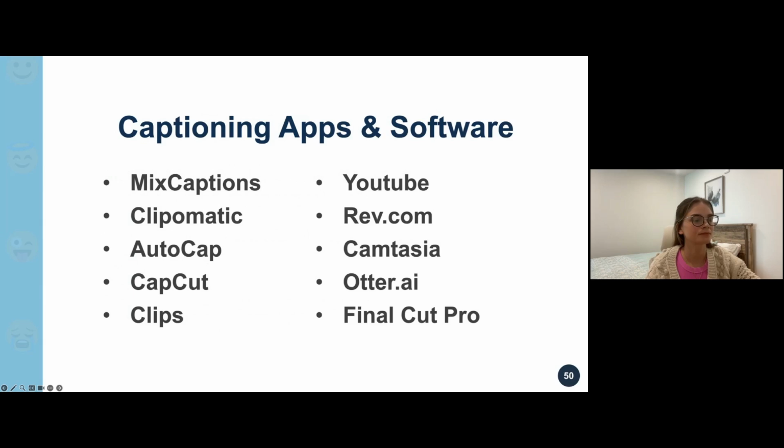Some social media platforms have built-in captioning capabilities, but if you want to use an app, there are several affordable options, including Mixed Captions, Clipomatic, AutoCap, CapCut, and Clips. You can also use YouTube or services and software like Rev.com, Camtasia, Otter AI, or Final Cut Pro.